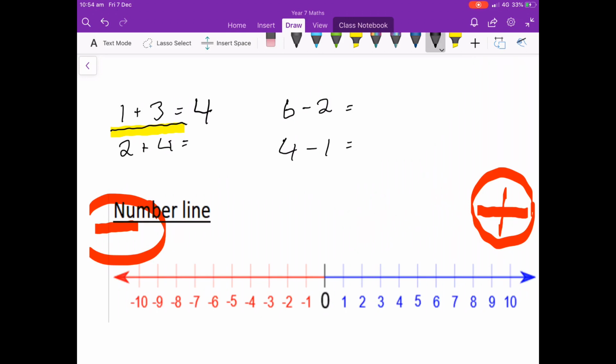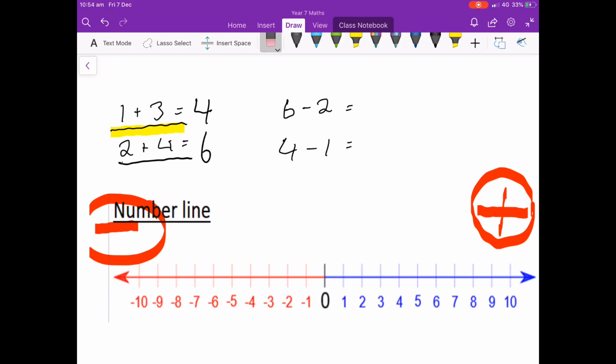This time we're going to do 2 plus 4. Once again, I know you all know this, but I just want you to get in the habit of looking at 2. And we're adding, so we're turning our body and looking towards the adding sign here. And we're adding 4. So starting at 2, 1, 2, 3, 4. So our answer is 6. Okay, I'll rub that one off. And we do the next one.